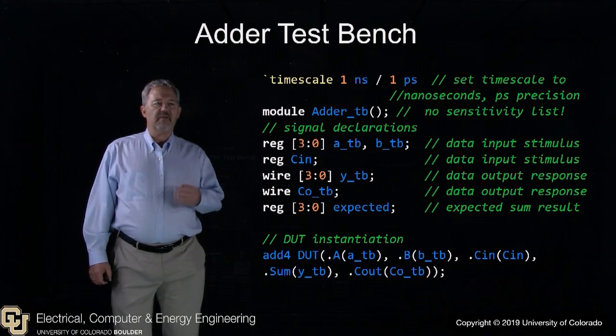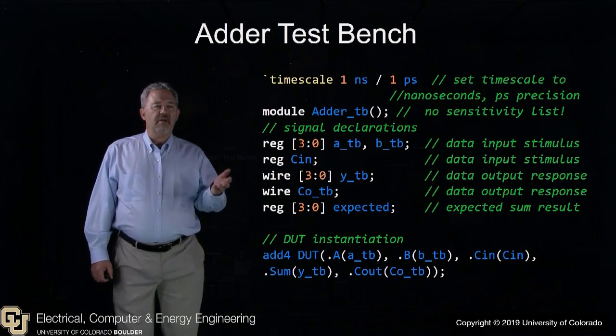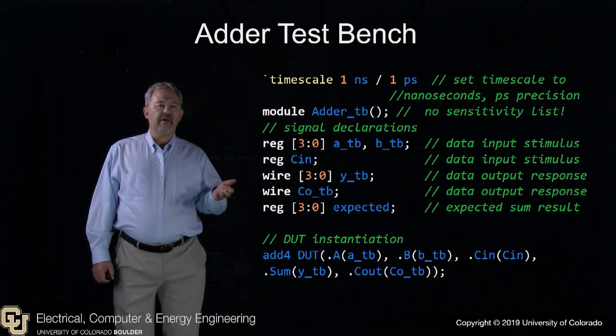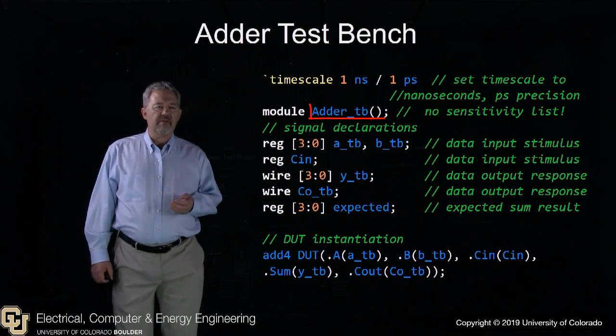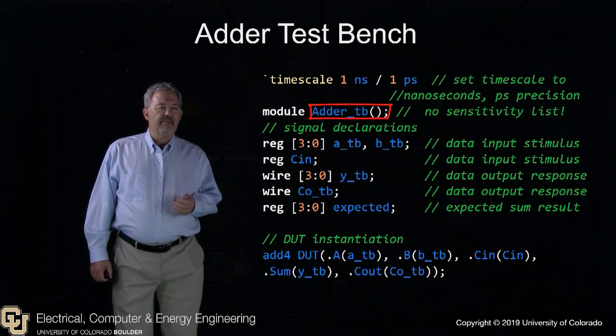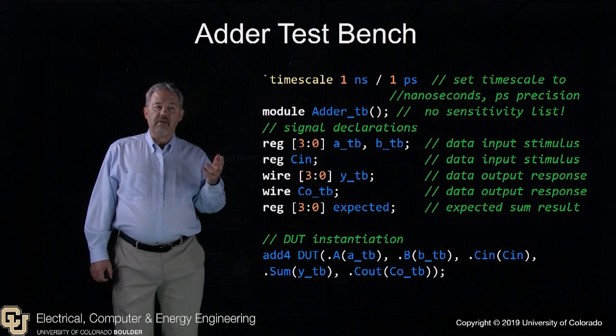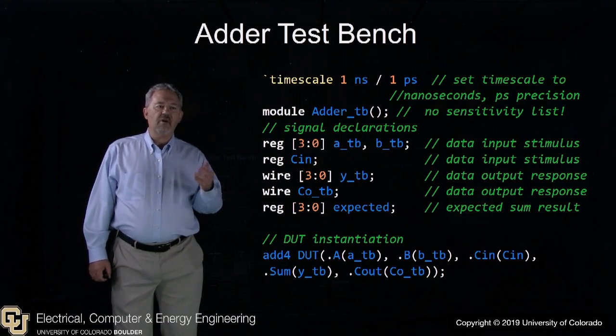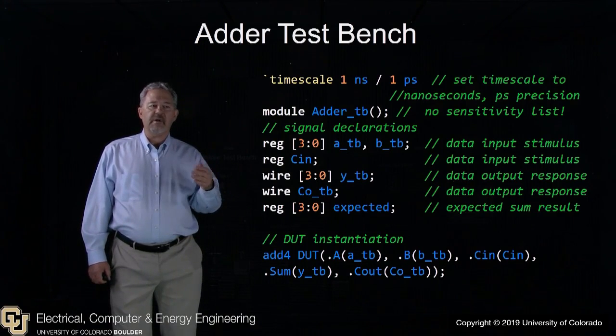Let's construct a simple test bench for an adder. We tend to use an underscore TB suffix to indicate that this is a test bench in the module name. So here we have adder_TB. Note there's no sensitivity list. This is because there are no external interfaces to the test bench. Everything is present within it.